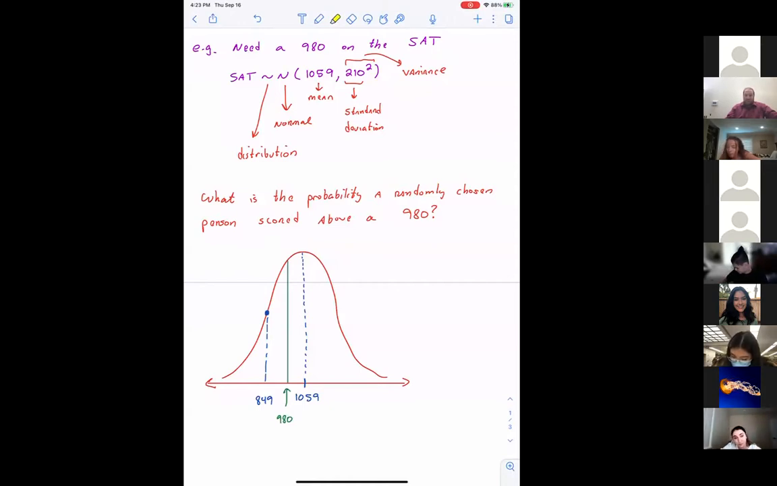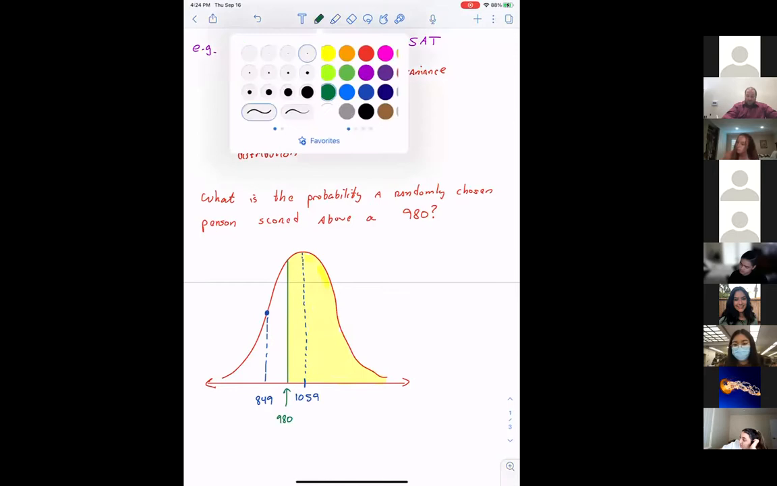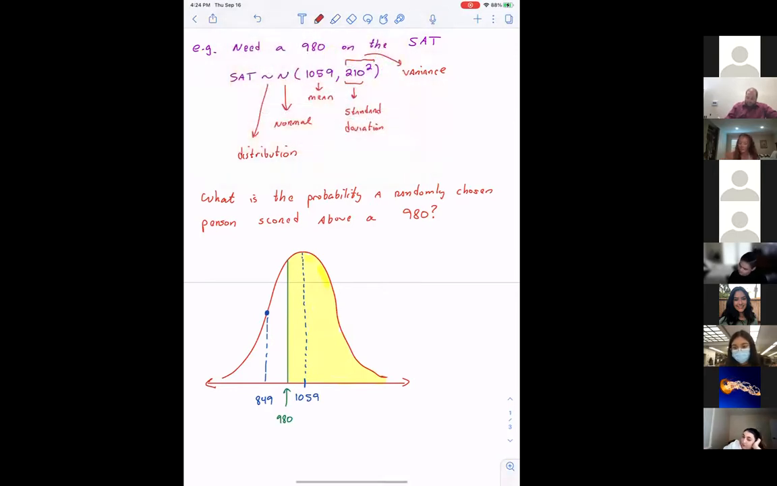So which portion of the graph am I interested in? The right side of 980. So I'm essentially interested in the probability of landing past 980. So I want the area all the way out to infinity. That's what I'm looking for.